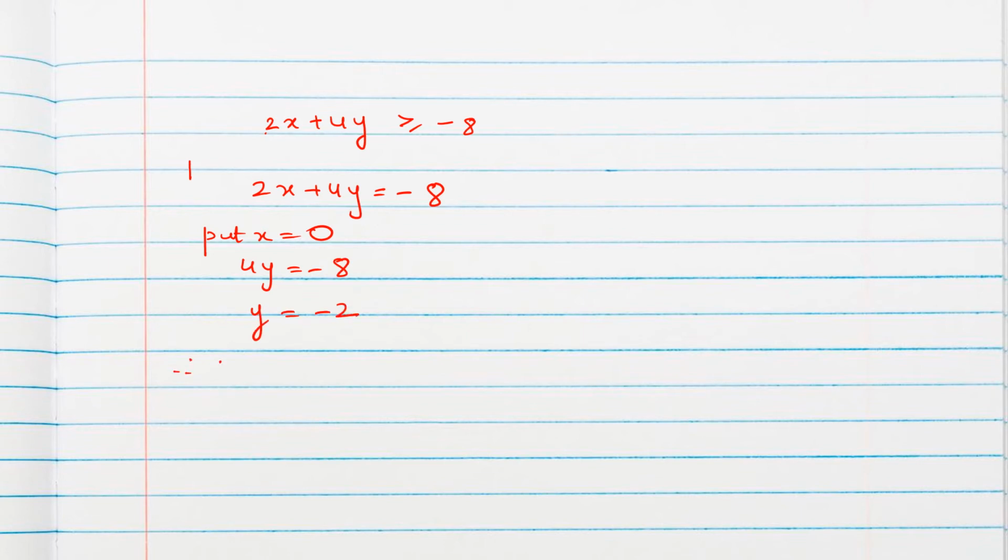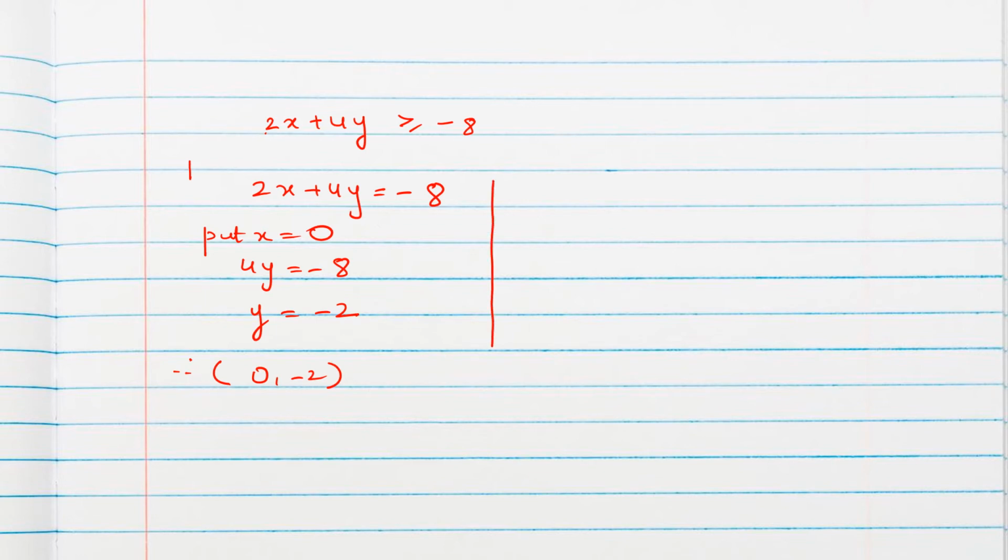Now we will consider one different case. Suppose the inequation is 2x plus 4y greater than or equal to minus 8. To get the 2 points, again in equation form we will write it as equal to minus 8. Put x equal to 0. So 4y equal to minus 8, we will get y is equal to minus 2. Therefore the point is 0 comma minus 2.